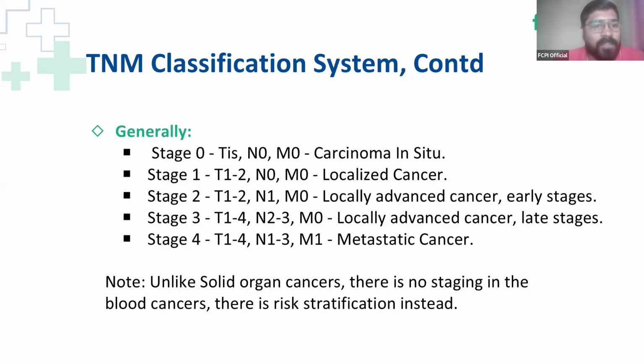In stage 3, we have the primary tumor of staging around 1 to 4, lymph node involvement around stage 2 to 3, and no metastasis. So locally advanced cancer, this is the late stages. And stage 4, we have the metastasis. So whenever we see a metastasis present, it is directly a stage 4 cancer. And coming to the blood cancers, unlike solid organ cancers, there is no staging in the blood cancers. We only have the risk stratification, which helps us in guiding the treatment.